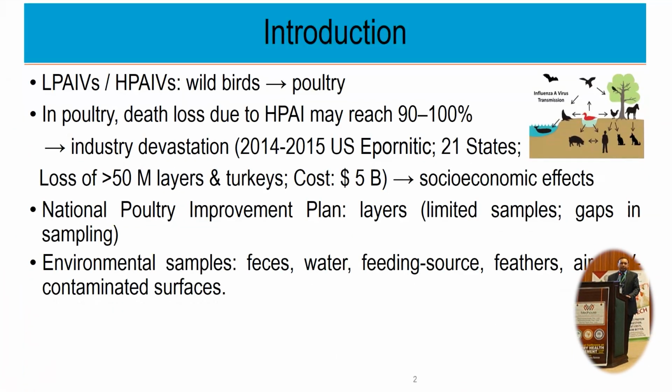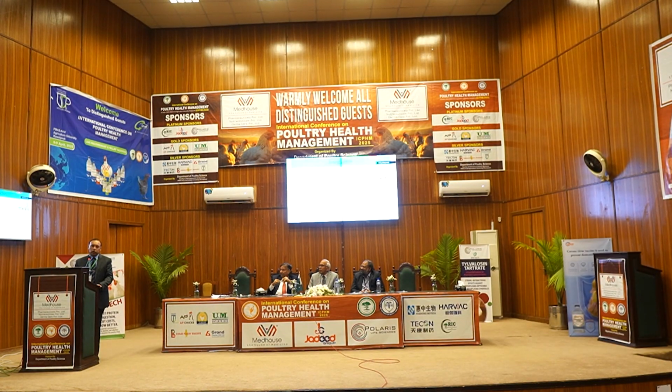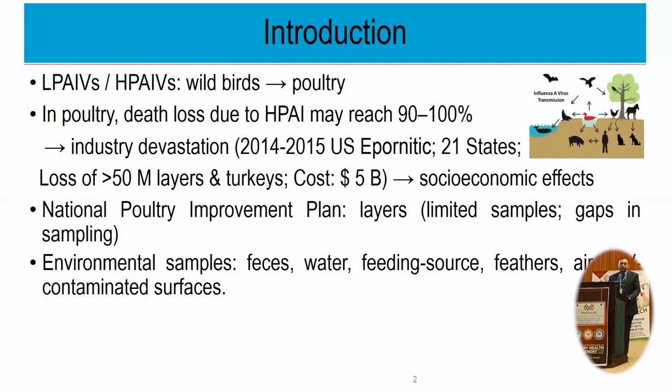We know that avian influenza virus can be divided into high path and low path, and we know that high path viruses can cause lots and lots of mortality, even up to 100%. One such outbreak, which was the largest animal epidemic in the US in those days, was in 2014-2015, when this outbreak affected 21 states and caused loss of up to or even over 50 million chickens. Most of these outbreaks were in the Midwestern states of Iowa and Minnesota.